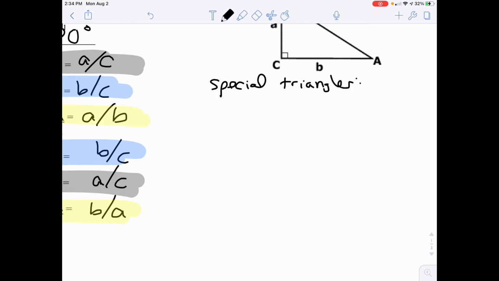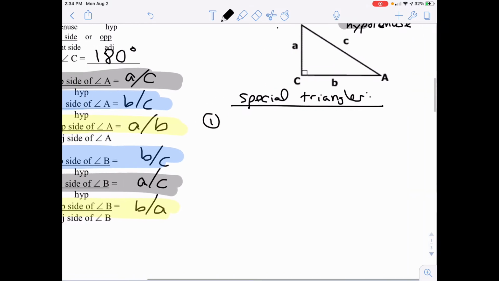There are more than three, but three we need for the physics class in particular. The first is called a 45-45-90 triangle, in which case we can draw this as follows. We have a 45-degree angle, a 45-degree angle, and a 90-degree angle. And we can actually write and represent this two different ways.